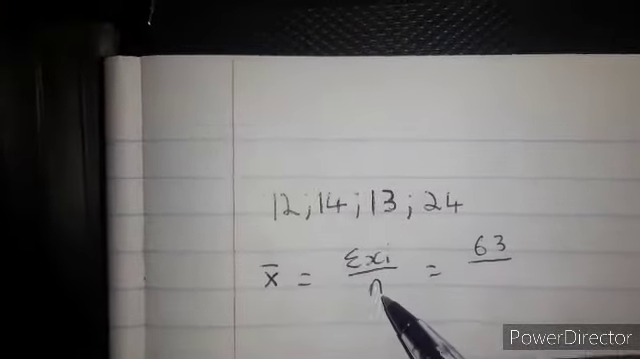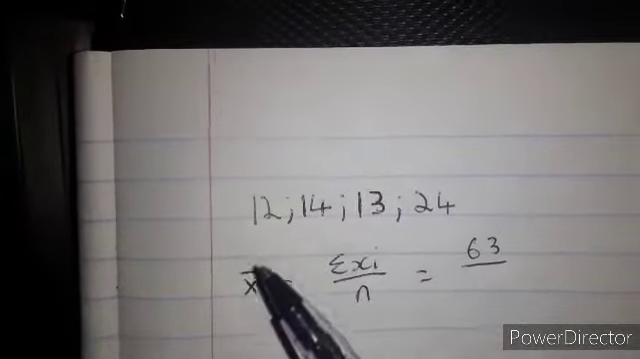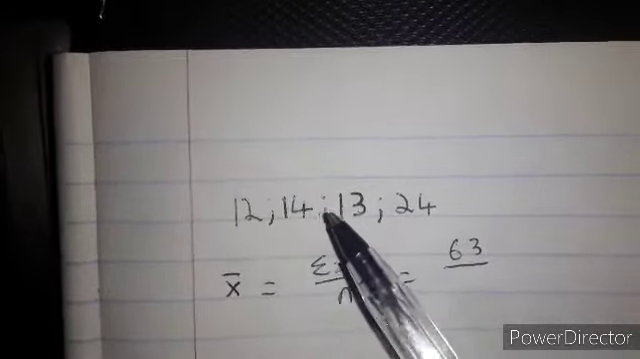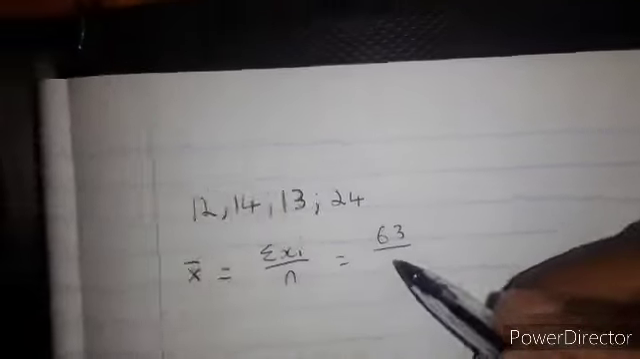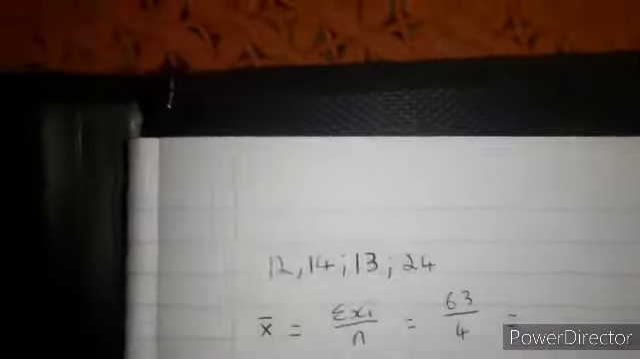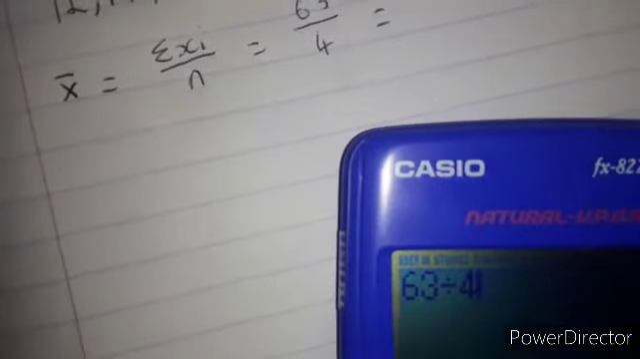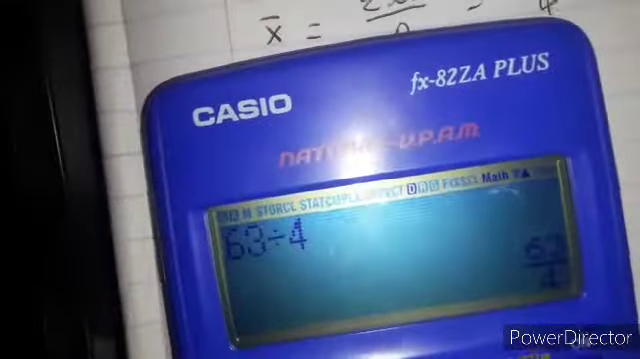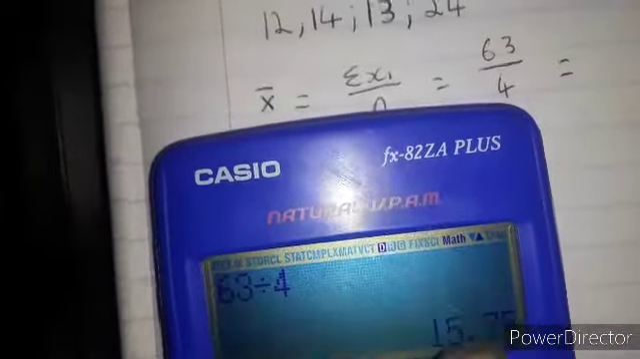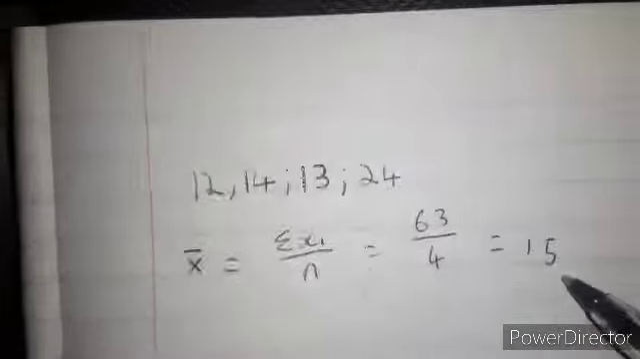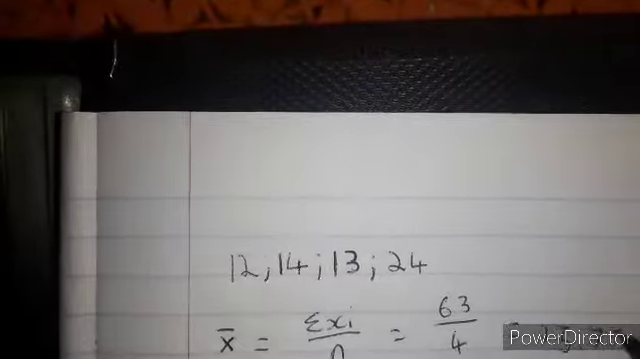So the sum of x is 63 over the number of observations. How many observations do we have? 1, 2, 3, 4. So we have 4 observations. So 63 divided by 4. The mean is 15,75. So the mean is 15,75.